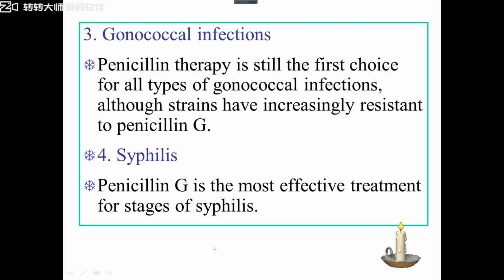Understand? Doctors, I hope you can remember this. Though in clinic we have lots of new, more expensive drugs, penicillin G is still the first choice for these patients.